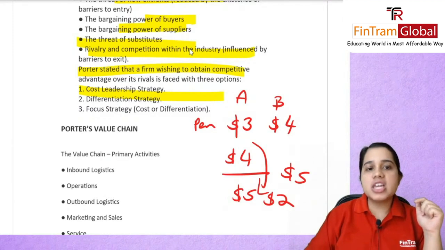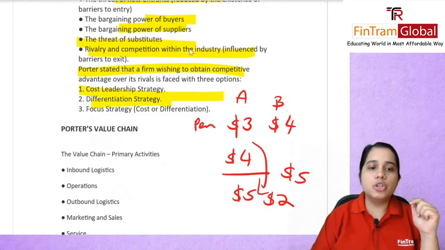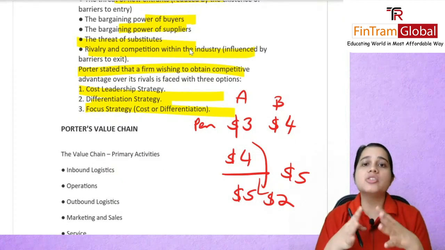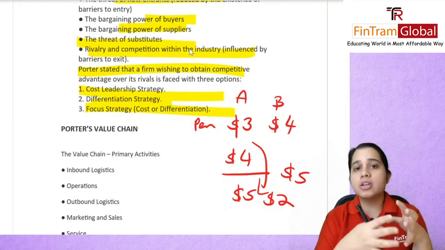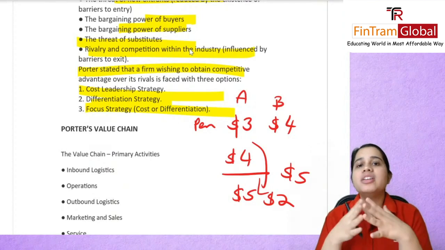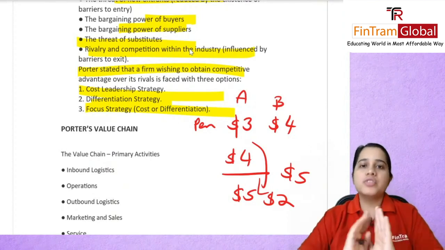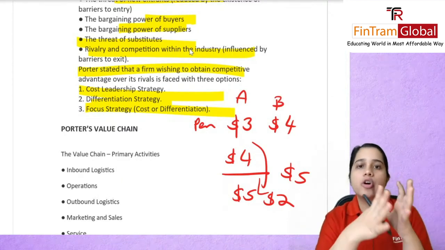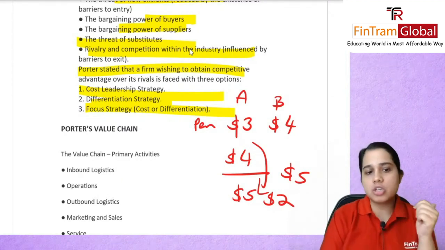You have your differentiation strategy and you have your focus strategy. This can be of two types: cost focus, where you are focusing on being the cost leader, or differentiation focus, where you will say, all right, I will only cater to the needs of kids, I'll sell goods only for this particular section. So that is your differentiation.